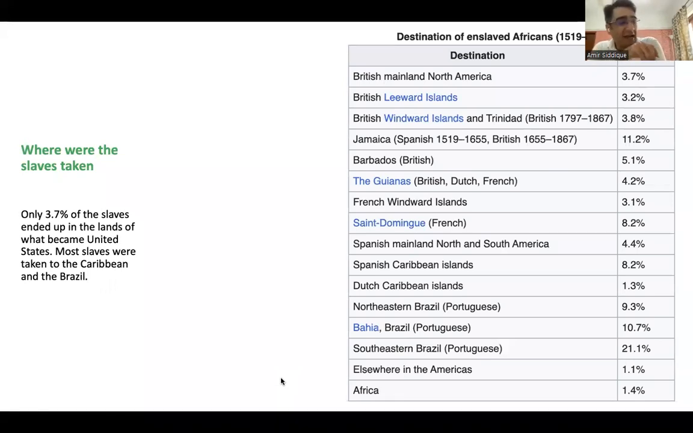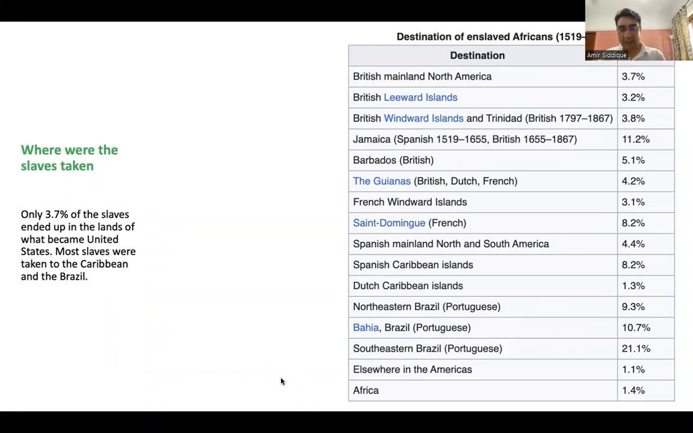Interestingly, I found this statistic very, very interesting: only 3 to 4% of the slaves that originated from Africa would end up in what is now the United States. Only 4%. That's a remarkable statistic. 96% of the slaves did not even go to the US. They were headed towards other places.